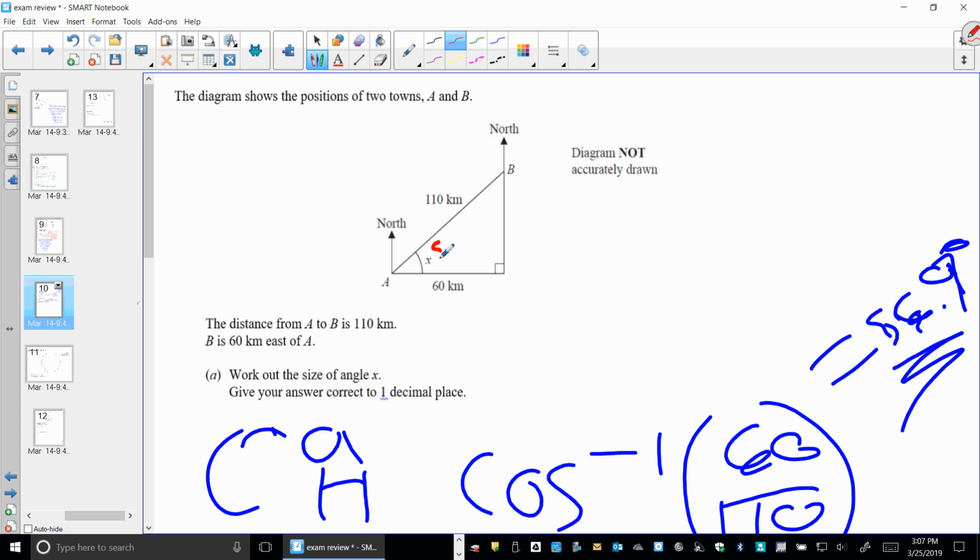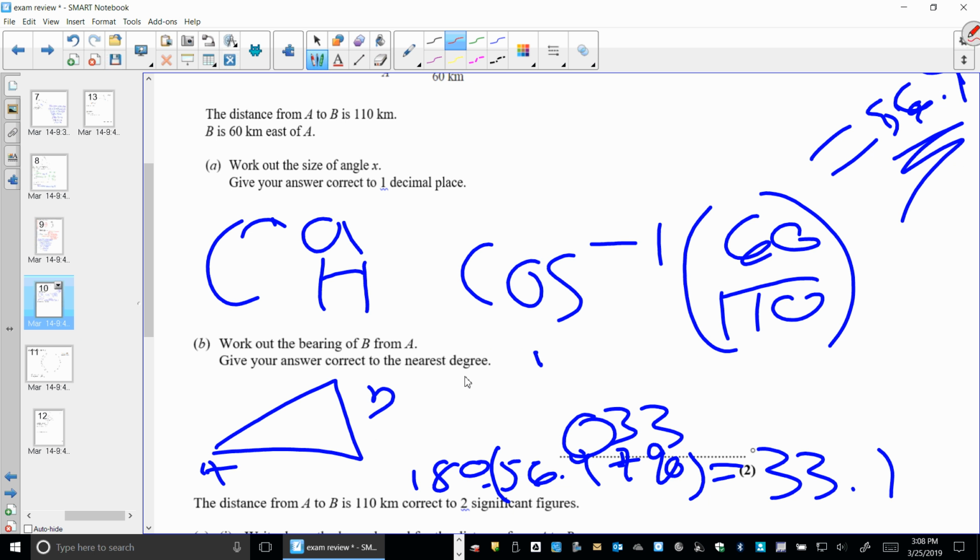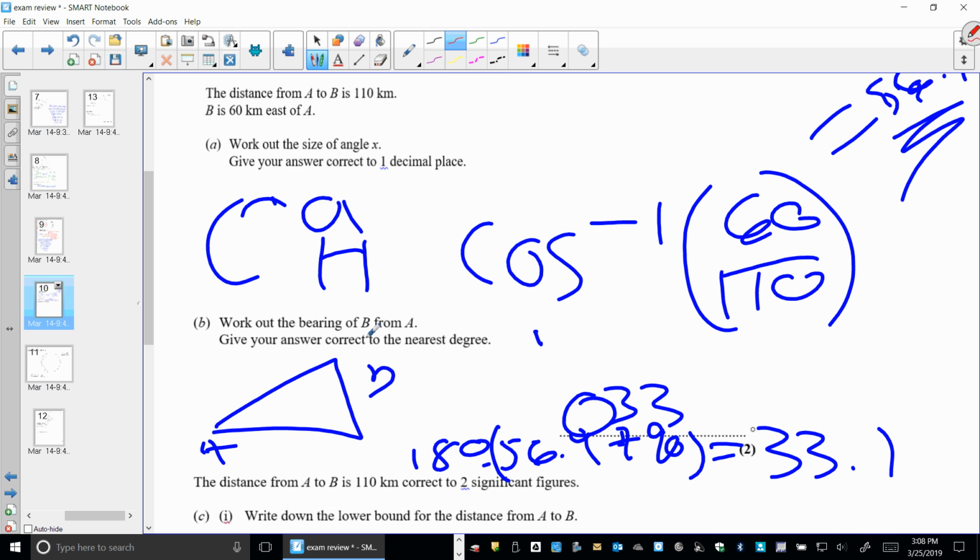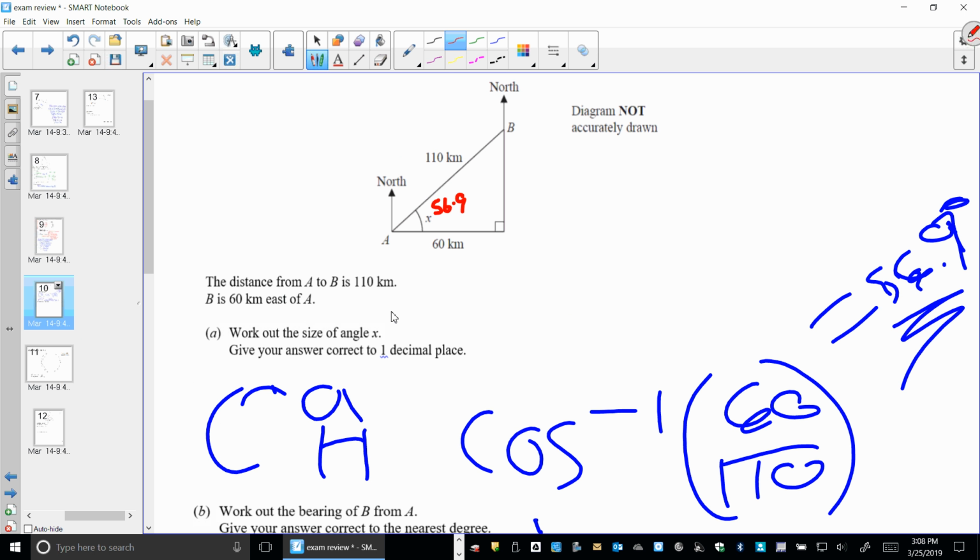So Emma's found this angle here to be 56.9. What have they asked for? They've asked for the bearing of B from A. So remember, bearings are measured in what direction? North, from north in a clockwise direction. So it's of B from A. So they want to know this bearing.